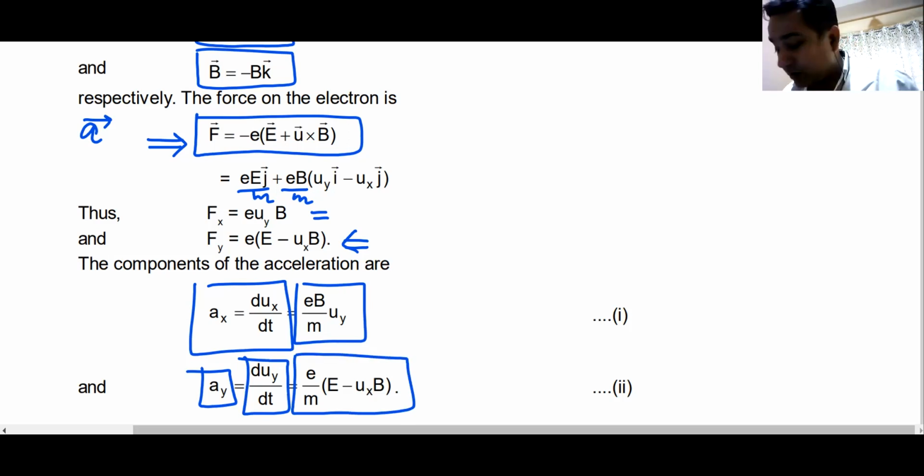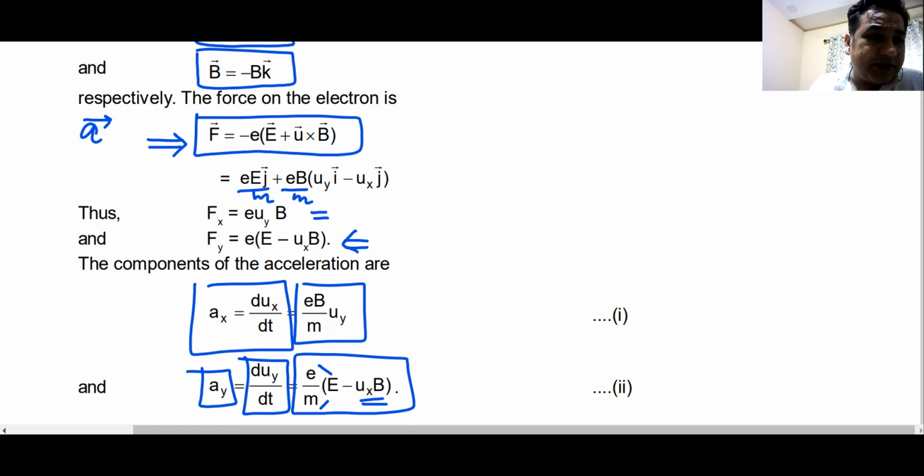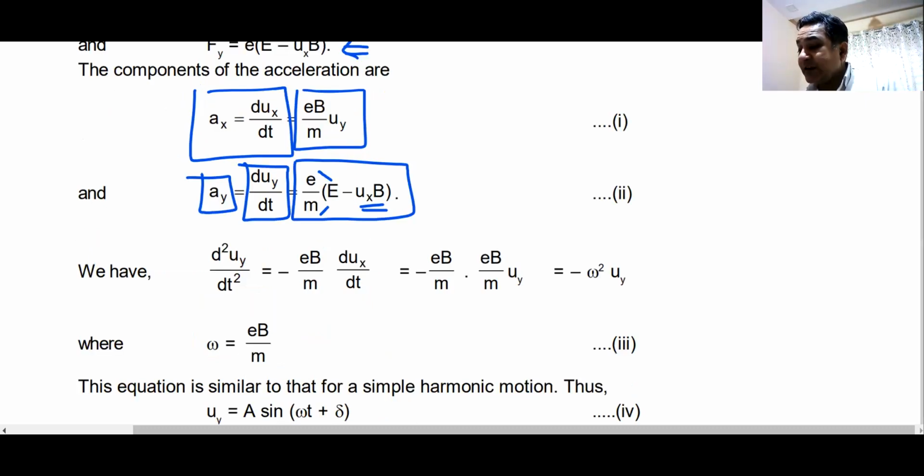Now, when you see this form, it has eB by m, and ux into B. Now you have to solve this equation. This equation becomes difficult to solve, but if you understand something, it becomes pretty simple. What do you understand here? What you have to remember in solving this equation? Remember very importantly, to differentiate this once more.